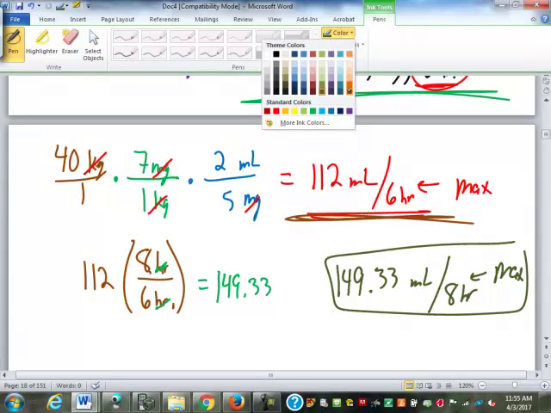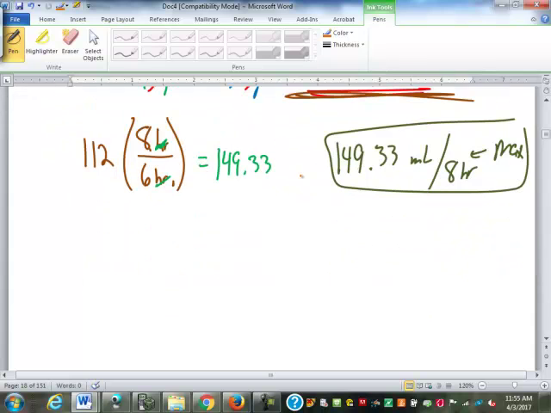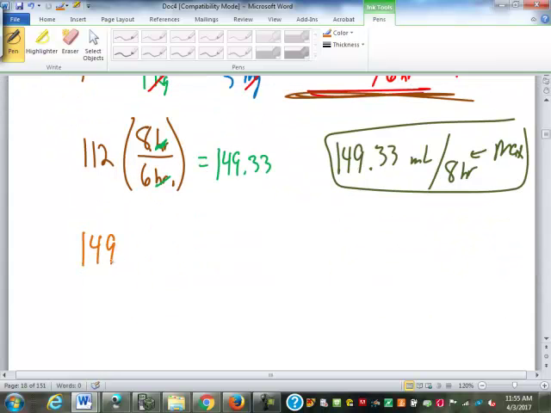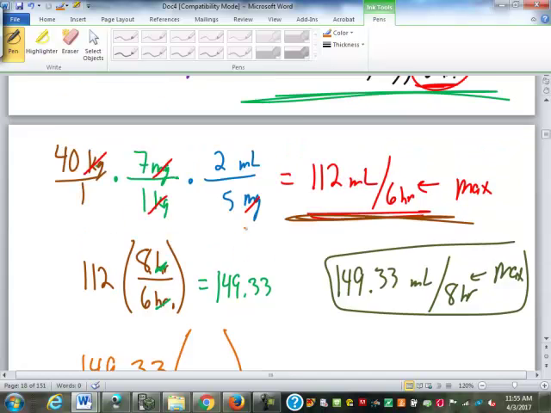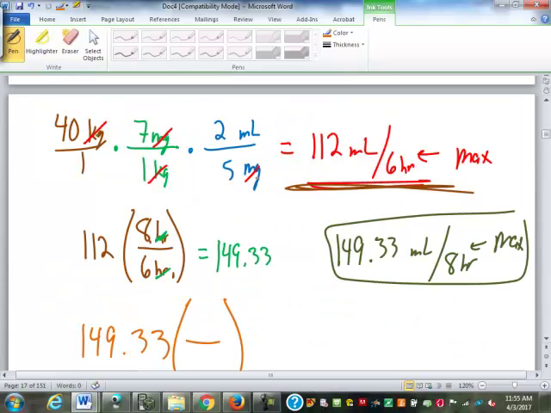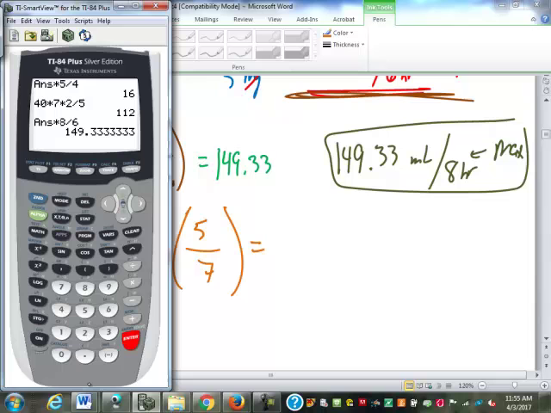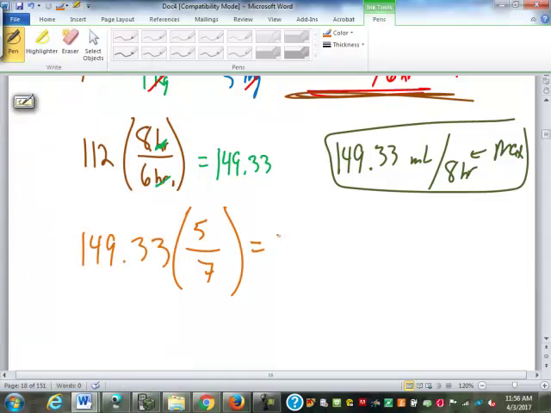To find the minimum dose, we're going to take that 149.33 and now we are going with this here, the 5 and the 7. We found the maximum dose using the 7, so the 7 is going to go on bottom. We'll put the 5 on top. So our 149.33333 times 5 divided by 7 is 106.67.